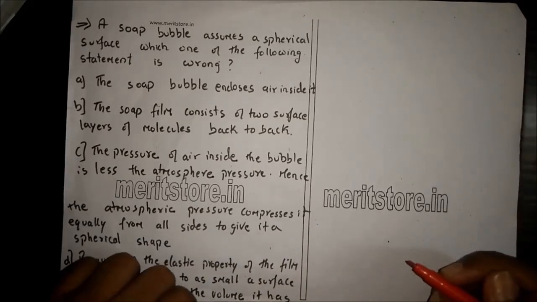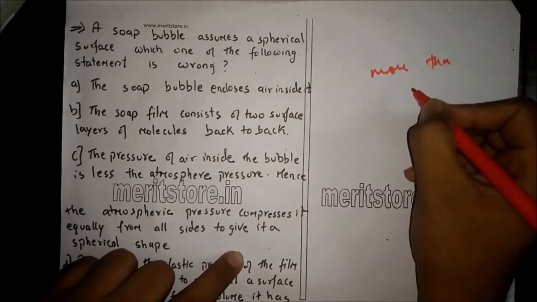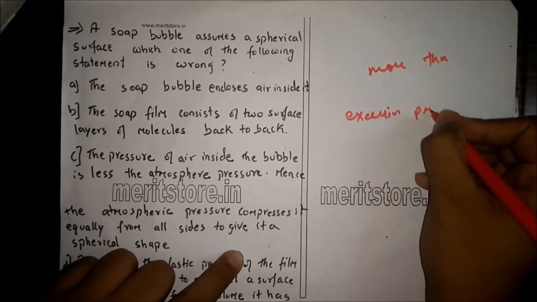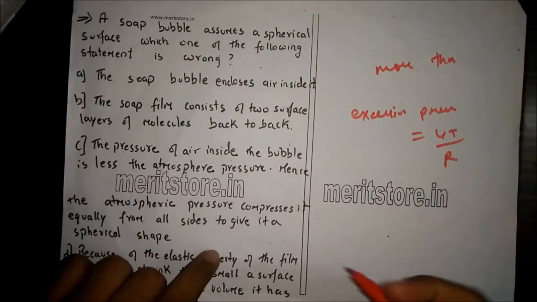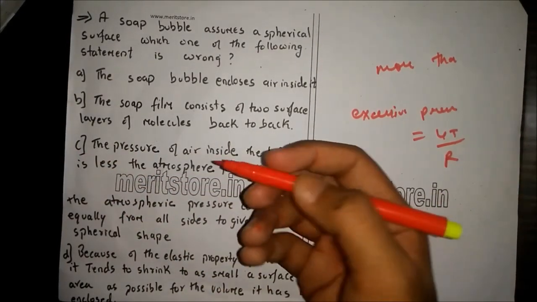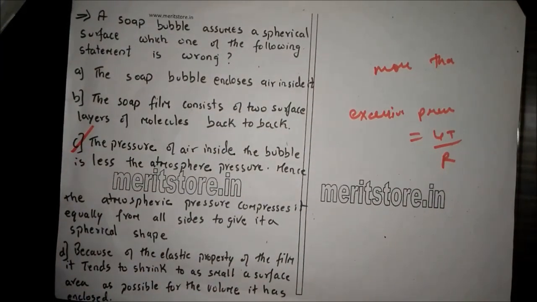The pressure inside the soap bubble is more than the atmospheric pressure. Therefore, the excess pressure is given by the formula 4T upon R. Therefore, option C is actually wrong. So this is the wrong option. Therefore, the correct answer here is option C. Option D is also correct because of the elastic property of the film. It tends to shrink to a small surface.